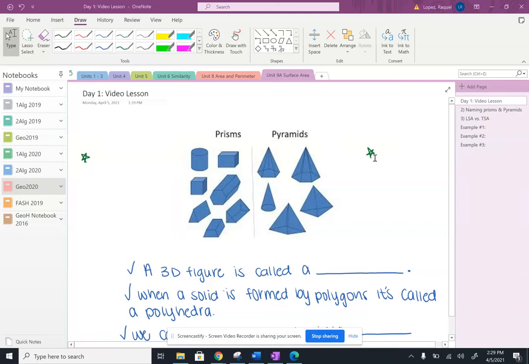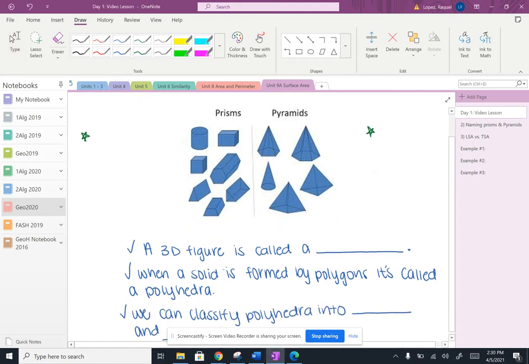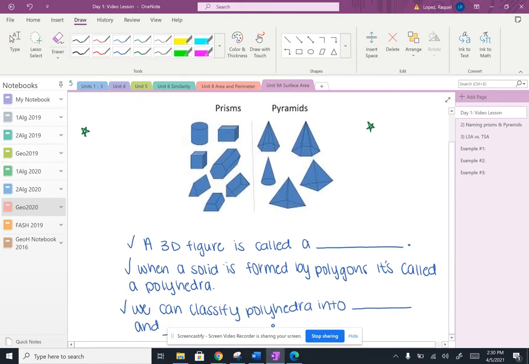Hello, geometry, and welcome to day one of our new unit, unit 9A specifically, which is all about finding surface areas. Okay, so let's go ahead and start taking some notes. Feel free to pause the video at any time to write down what you need, make whatever diagrams you need to, highlight, underline, however it is that you take notes.